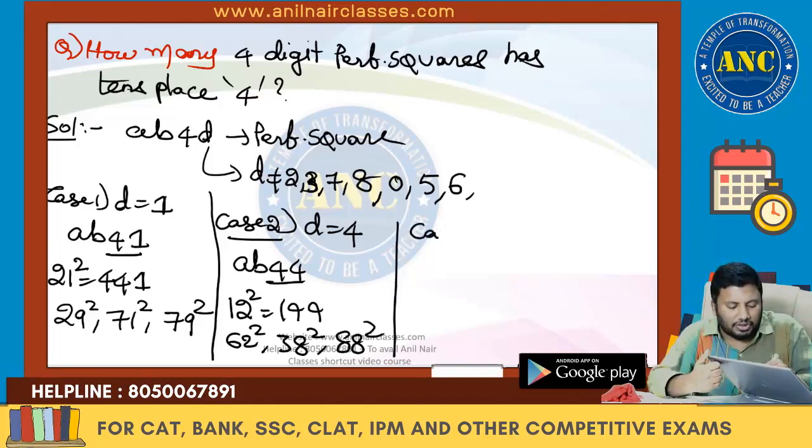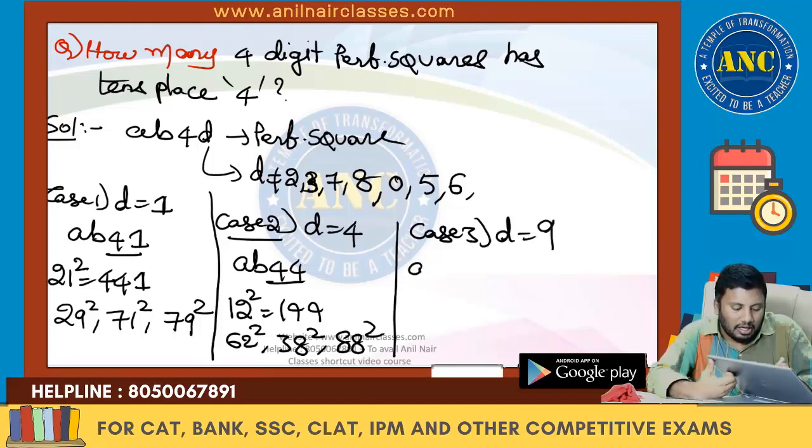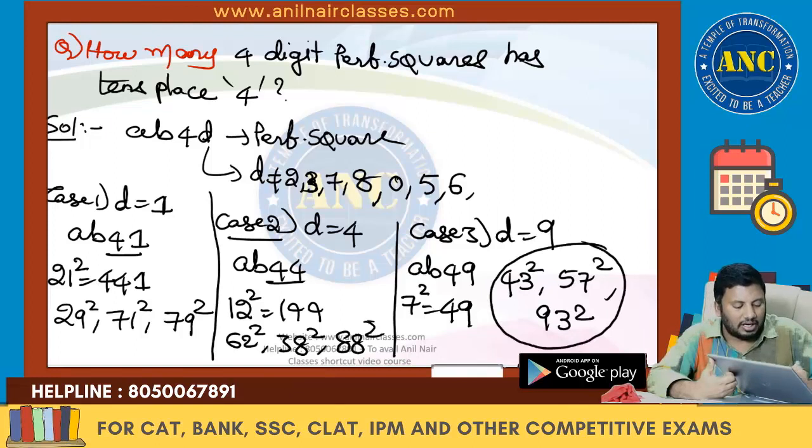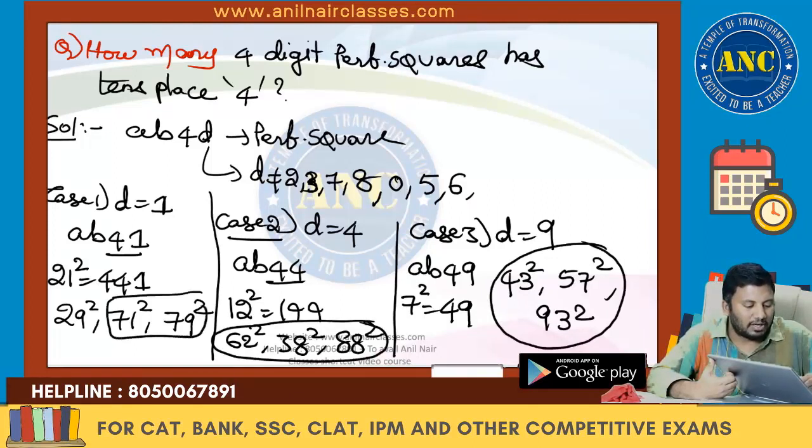Case number 3, when D is 9. AB49. So what is the smallest number? 7 square is 49. 50 minus 7, 50 plus 7, 100 minus 7. So total 3 numbers here.